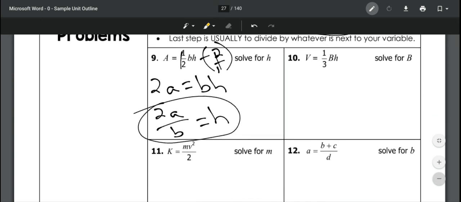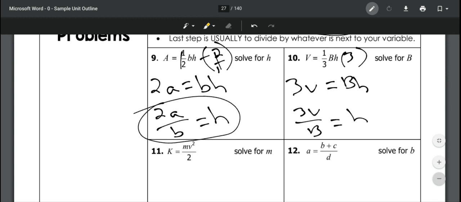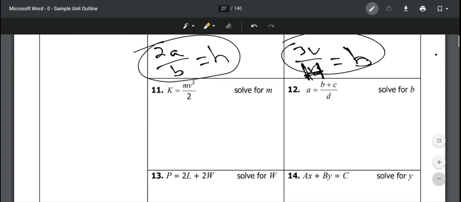So you can go ahead and pause it if you want, or wait for me to talk about them. Solving for b, we're going to times by 3. So we have 3A equals bh. Then we're dividing by h. Whoops, solving for b, my bad. This should be a b. And this should be an h. Just seeing if you guys are awake.